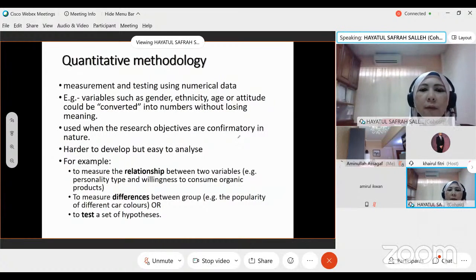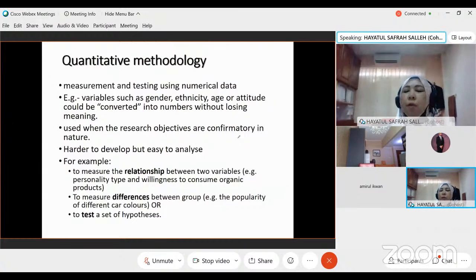Actually, the quantitative method is harder to develop, because you have to read a lot of literature of past studies to develop the measurement for every variable that you want to use in your study. It's harder to develop, but it's easy to analyze, because it's about numbers. You just put all those answers from your respondents, and then you analyze using whatever analysis method you decide to use in your study.